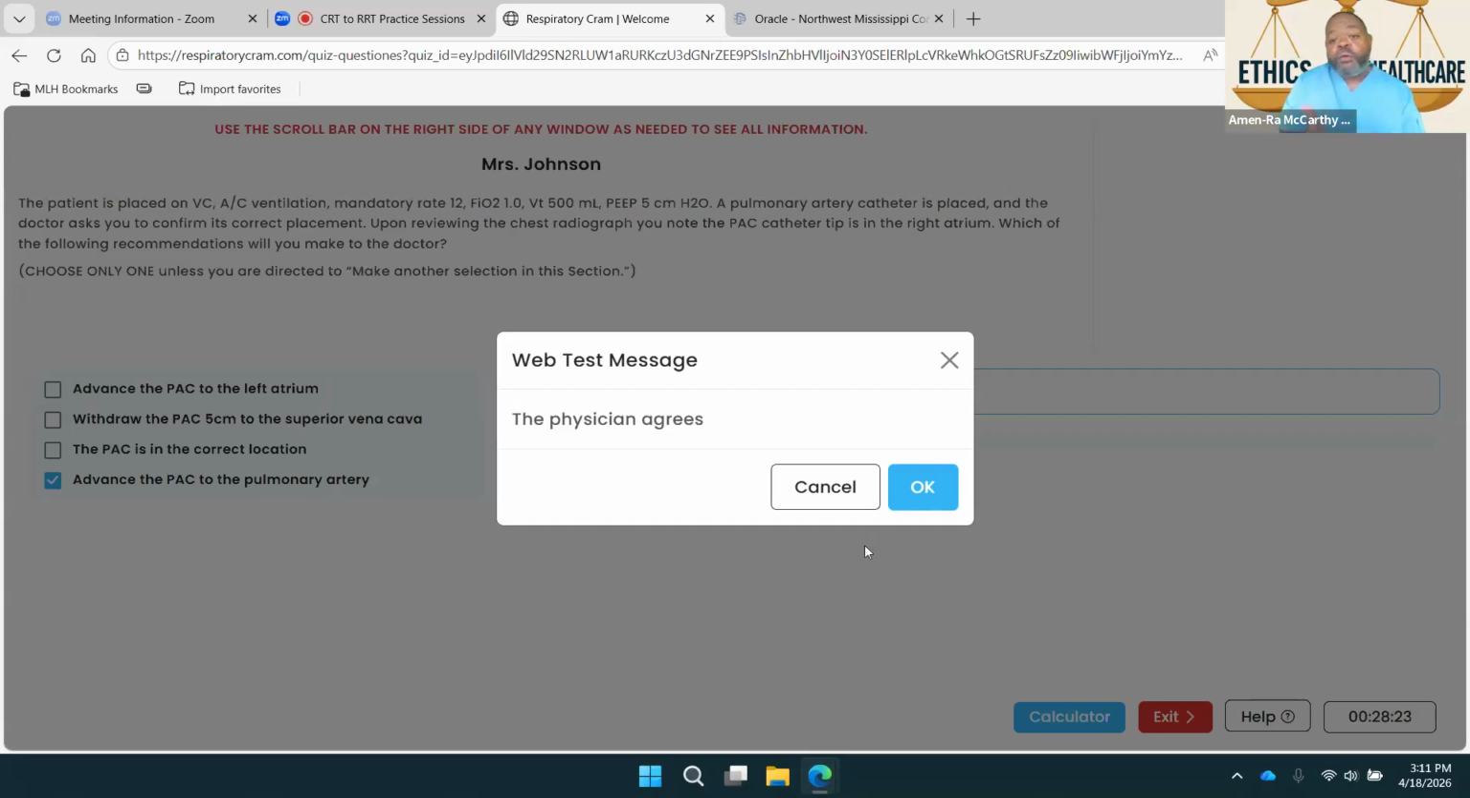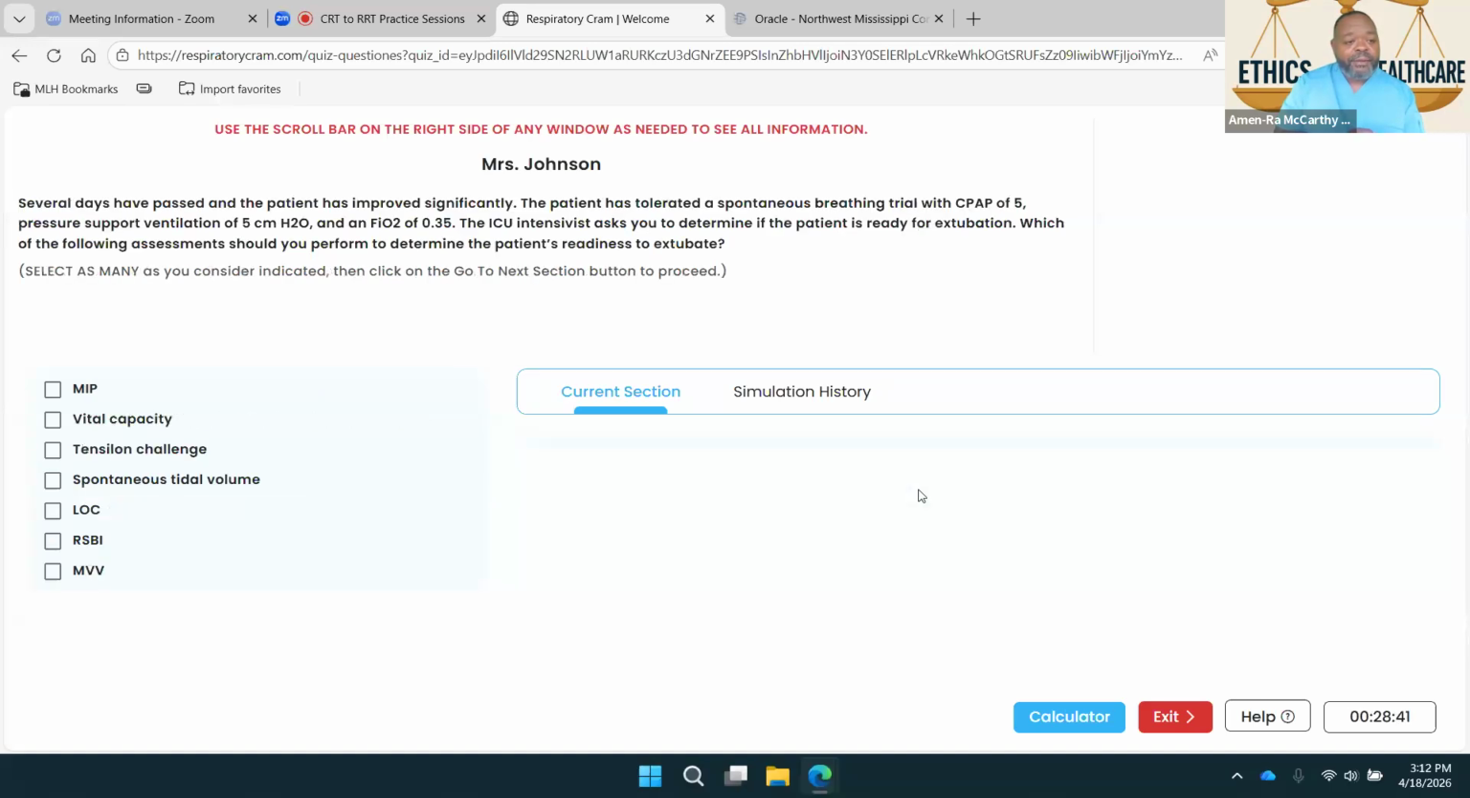All right. But if you don't know what a PAC is, because they could have just said a PAC. They didn't have to say pulmonary artery catheter. We have to know that a PAC line is a pulmonary artery catheter. All right. And that's in your hemodynamics, which we'll come to soon. All right. Physician agrees. Bam.